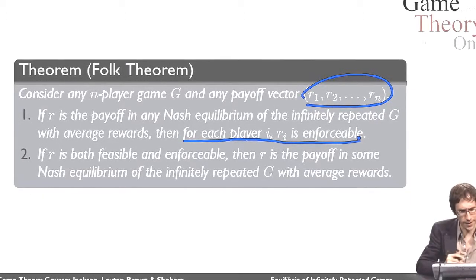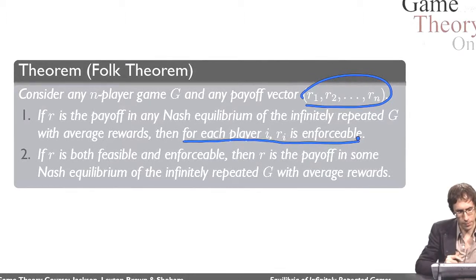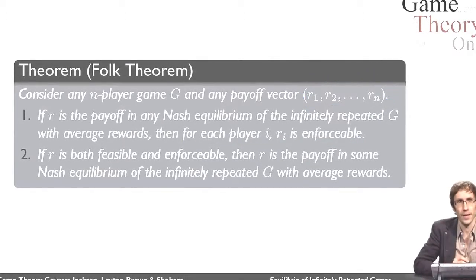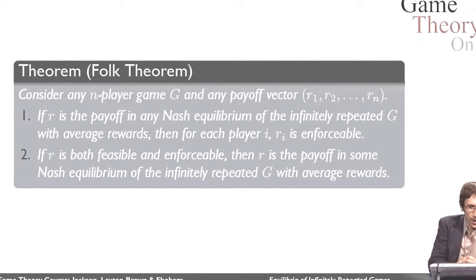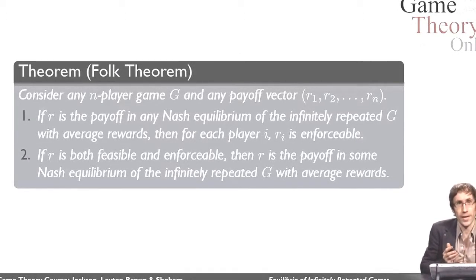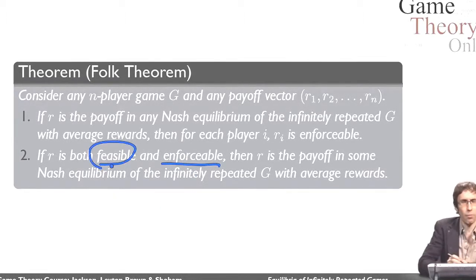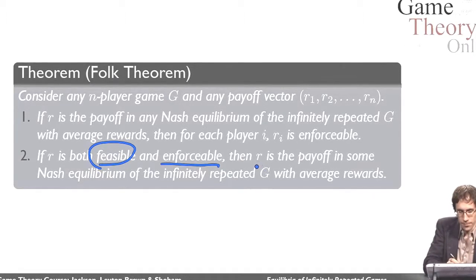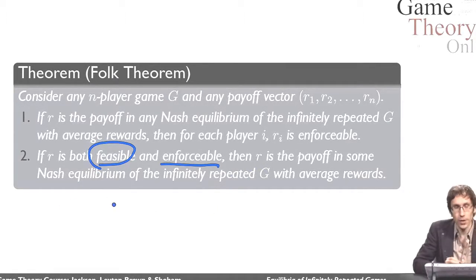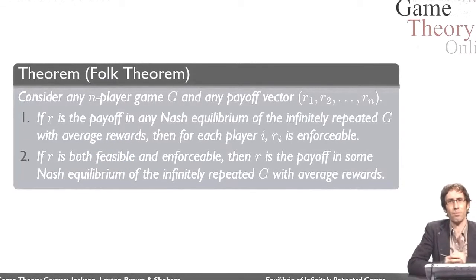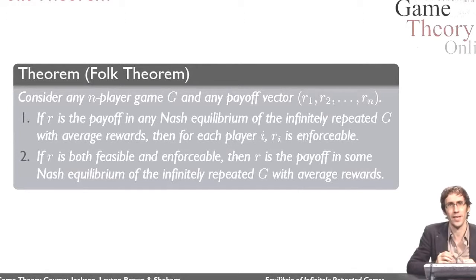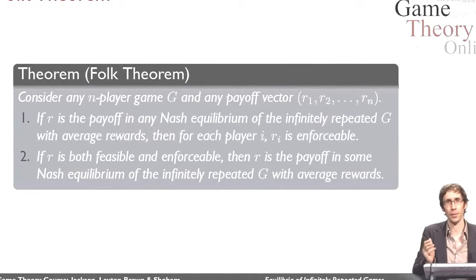That seems like kind of a weak thing to say. The second part of the folk theorem is more surprising. It says, basically, that's the only restriction we need. If R is enforceable, and furthermore, if it's feasible, if it's possible to make it out of the payoffs of the game, then R is the payoff in some Nash equilibrium. So together, what this says is that basically feasibility and enforceability is the whole story of Nash equilibrium.